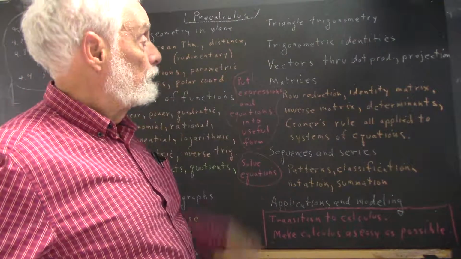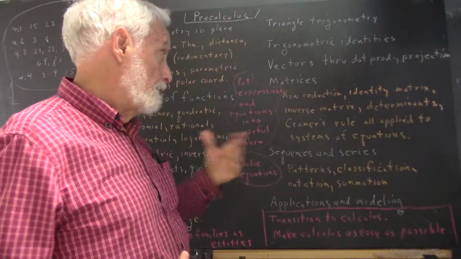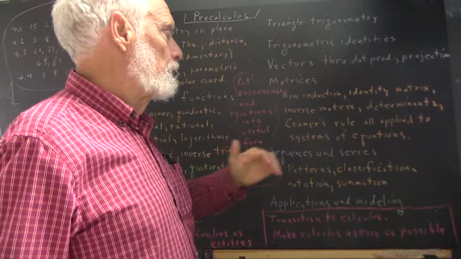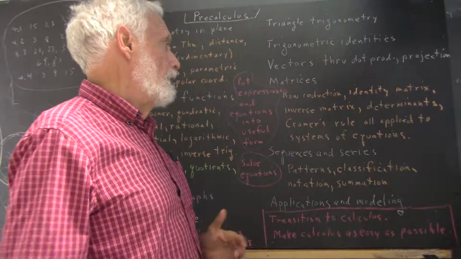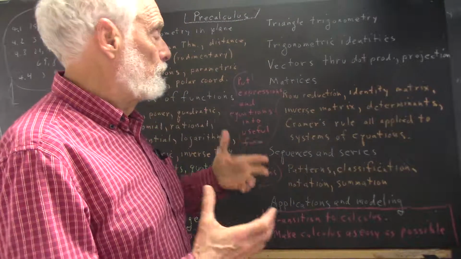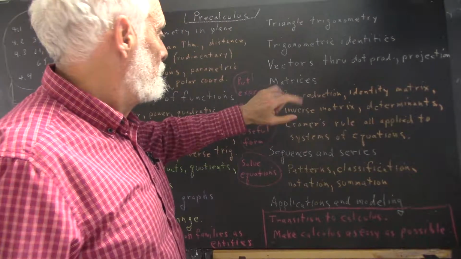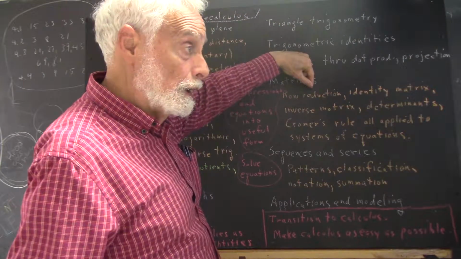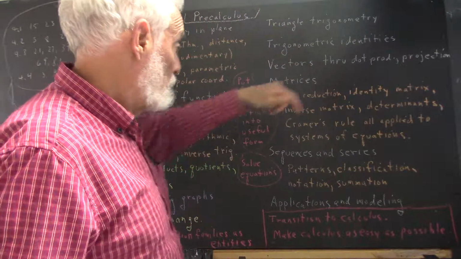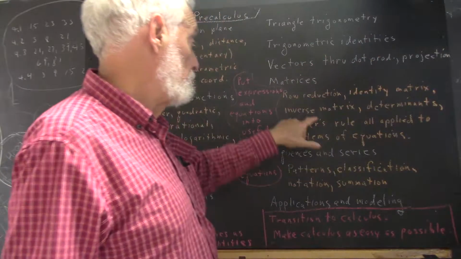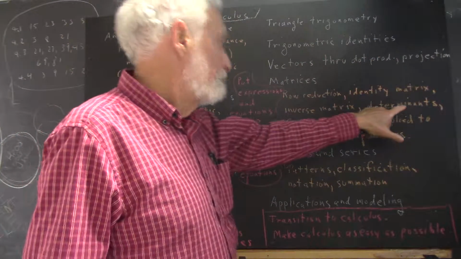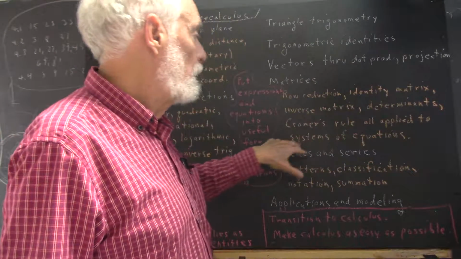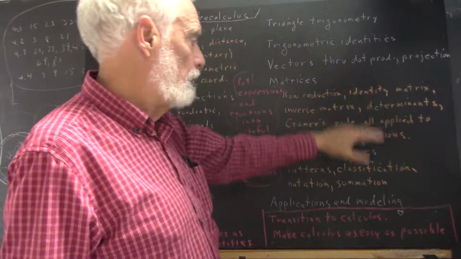Okay, and under matrices, matrices arise naturally when we try to formalize the process of solving a system of simultaneous equations by elimination. And that leads us to a very simple, easily understood process called row reduction of a matrix. And then we're led to the idea of an identity matrix, inverse matrix, determinants, Cramer's rule.